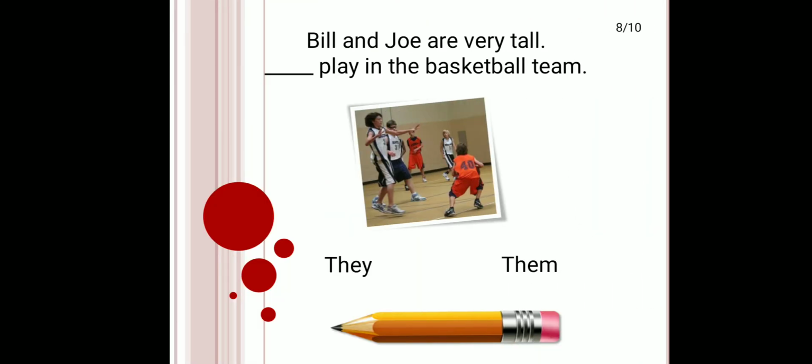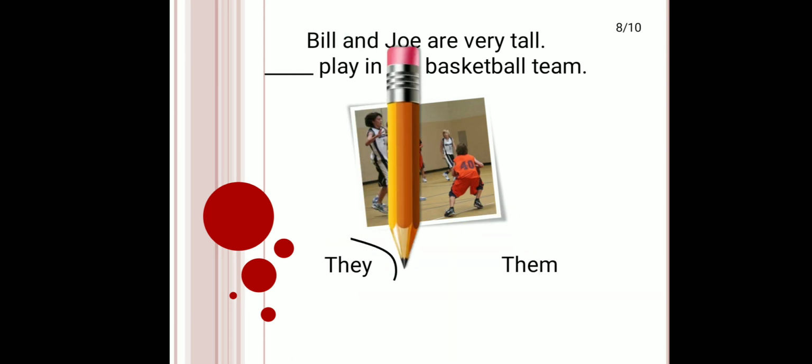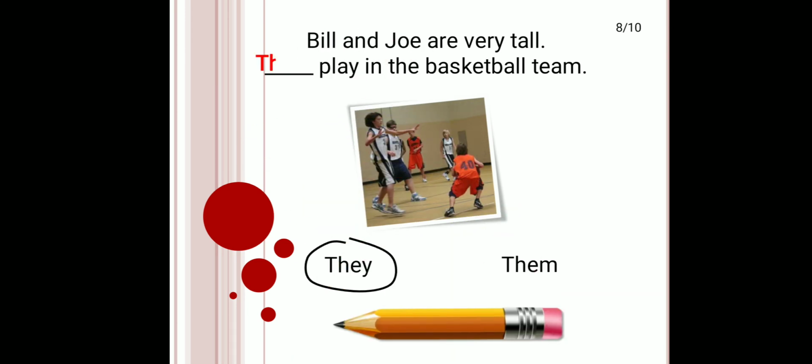Bill and Joey are very tall. And I have a new sentence. Play in the basketball team. Before the verb, which is play here, I have to use a subject pronoun, right? So here I have to use a subject pronoun, which is they, not them. They play in the basketball team. Excellent.